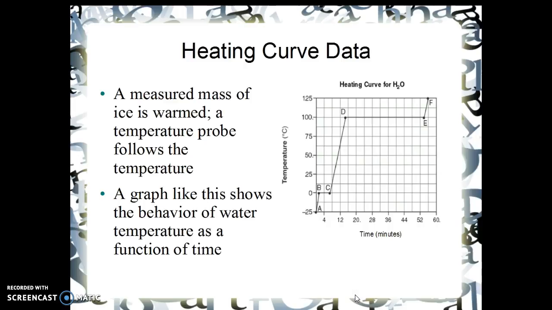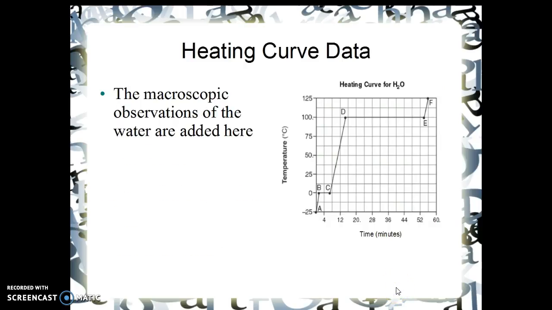This is the kind of heating curve that you get when you heat a measured mass of ice, or any mass of ice. A temperature probe is used to follow the temperature with respect to time. And you can see the temperature is going up in this area AB. It's staying constant in the area BC. Then between C and D, it's going up. Then it remains constant for a longer period of time between D and E. And then at this point, we see an increase in temperature as a function of time.